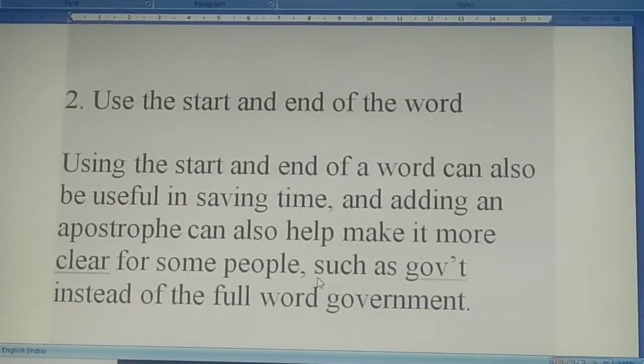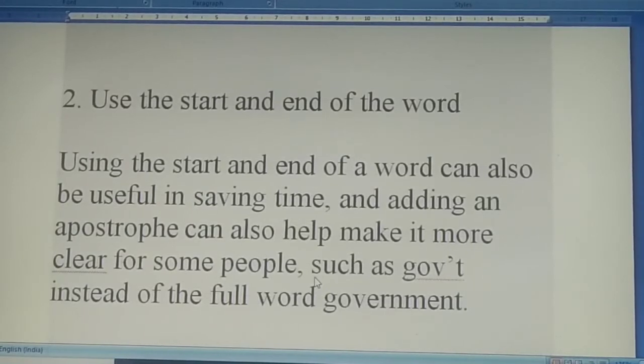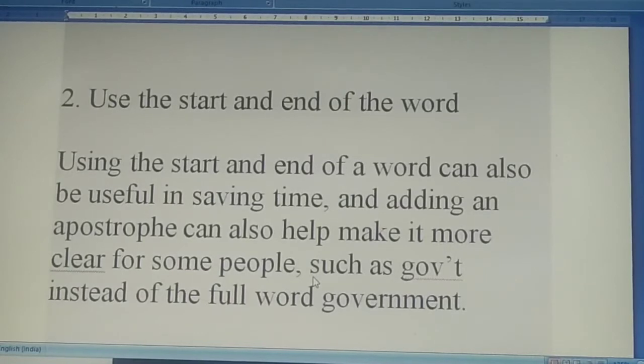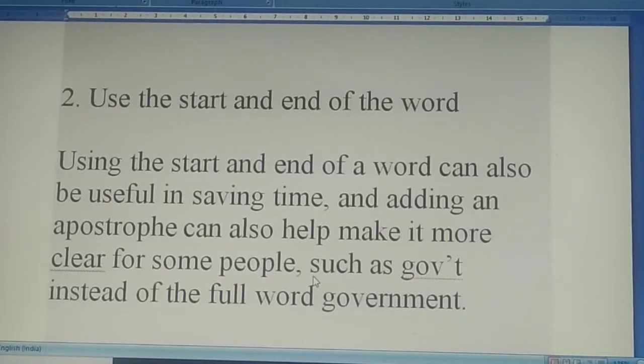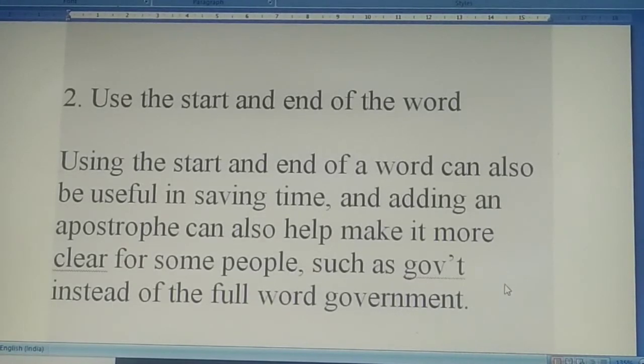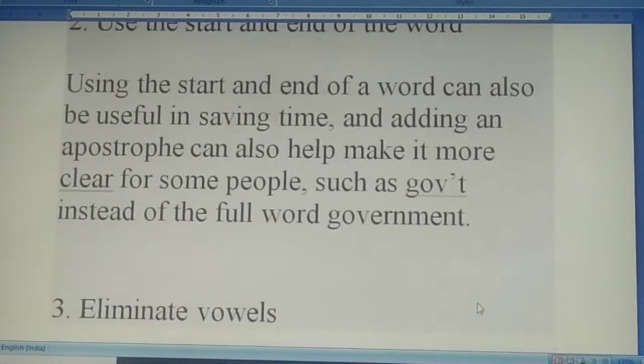Second, use the start and end of the word. Yes, this also makes the word clear to the readers. Generally, this is what we do: take the first part and the end of the word. Using the start and end of a word can also be useful in saving time, and adding an apostrophe can also help make it more clear for some people, such as gov'Vt instead of the full word government. It is very difficult to write that big word, so you have to write it like that, gov apostrophe t.